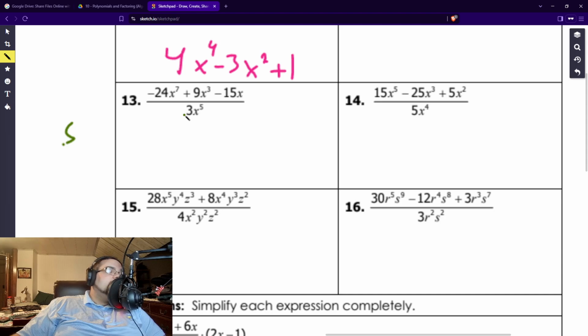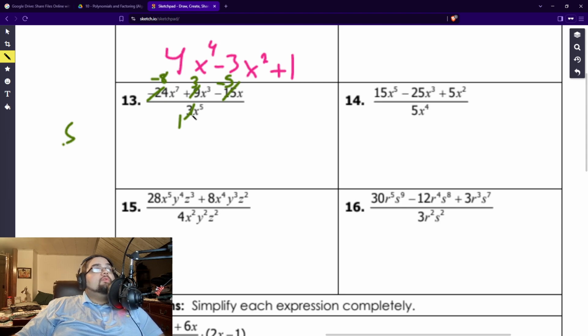Okay, I see 3. I see 15. I see 9. I see -24. They all have a common factor. These are the easy ones to look at. Sometimes it doesn't always come easy. But I noticed that they all have a common factor in 3, right? So -15 and 3 gives me -5. 9 divided by 3 gives me 3. -24 divided by 3 gives me -8.